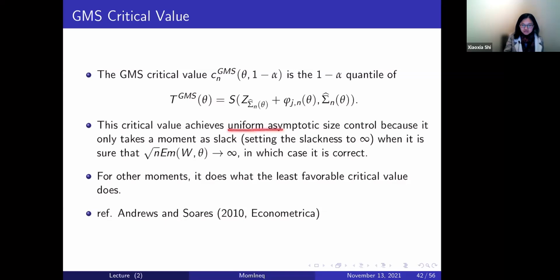This critical value also achieves uniform asymptotic size control because it only takes a moment as slack when we are sure that root n times EMJ goes to infinity. So EMJ, because we look at each moment separately, right? And we only take a moment as slack when this goes to infinity, in which case we should be taking that moment as slack because it is slack, right? So we're not making a mistake by discarding the moment inequalities that are not very slack, okay? So that is the reason that it also achieves uniform asymptotic size control.